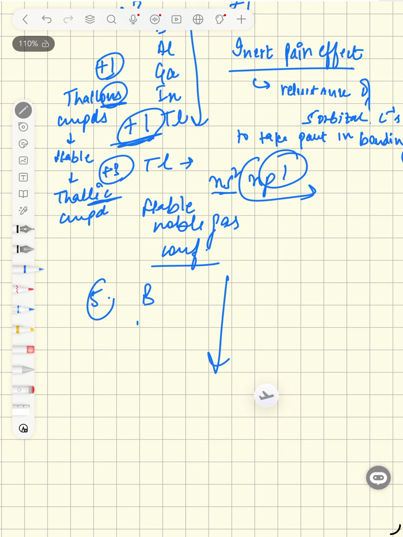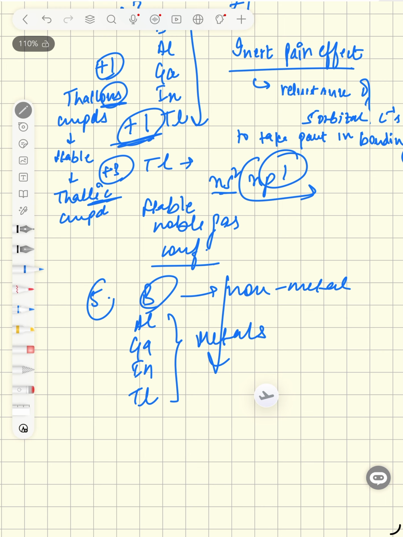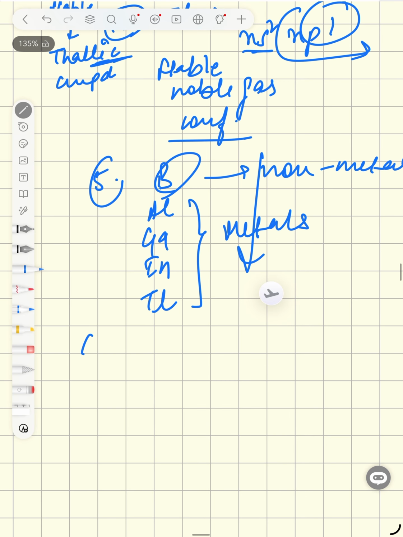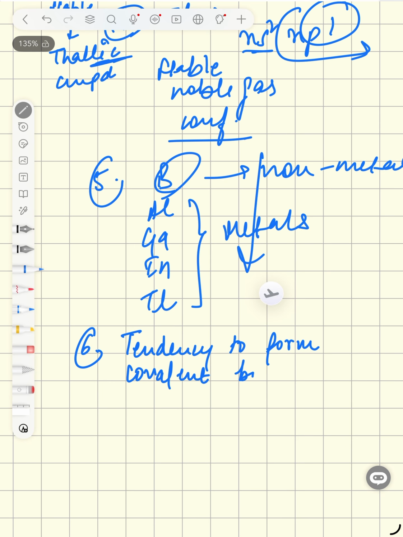As we move down the group, boron is a non-metal. The rest of these elements are metals. Moving down the group, electropositive character increases because ionization energy decreases, right? Now the next property is the tendency to form covalent bonds.